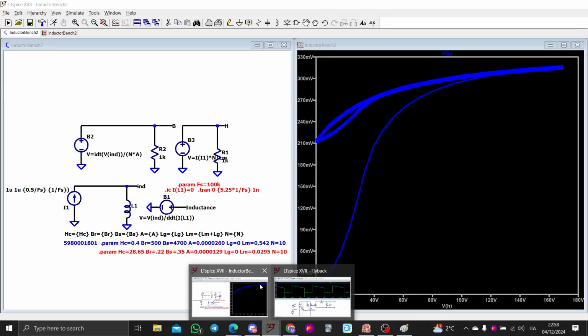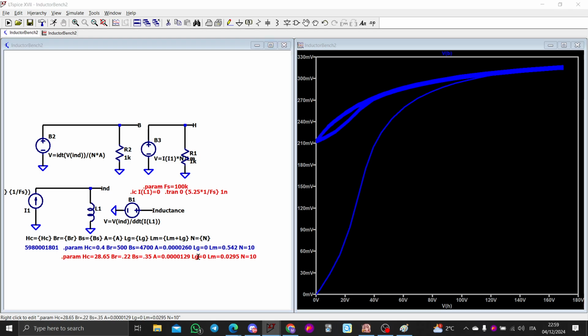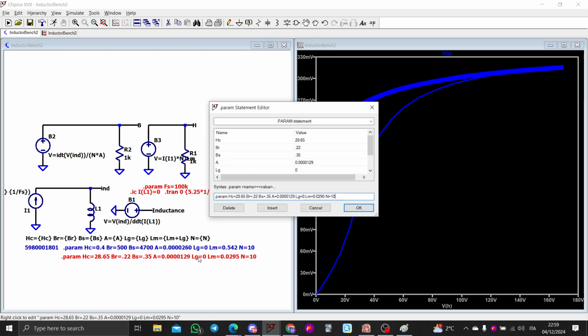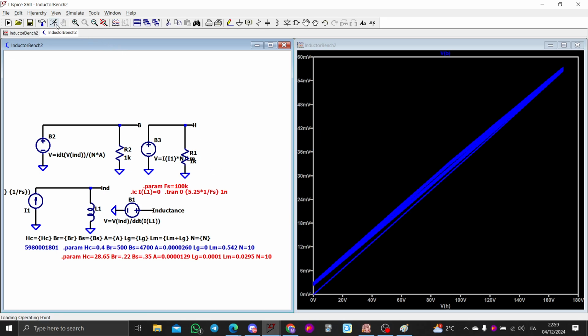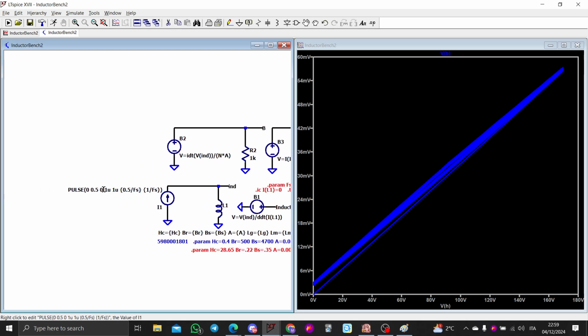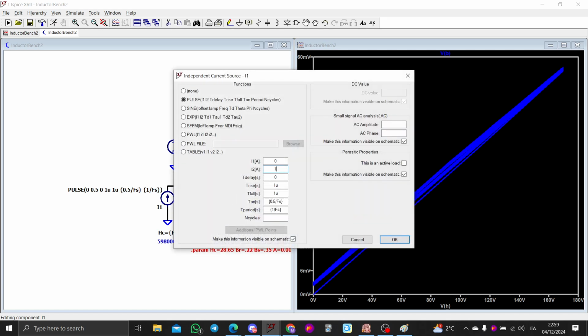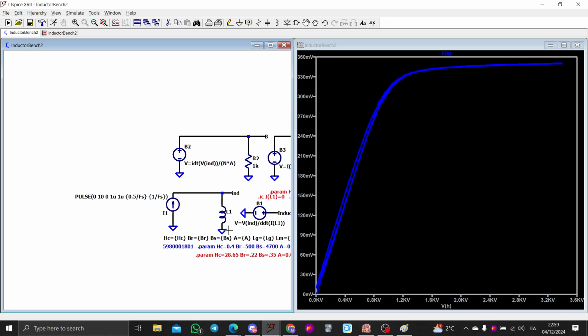And you can verify it with this. If you increase the LG, you will have more and more current before saturation. If you put LG equal to 0.001, you will have, as you can see, more and more current before saturation. So you have to put a very high stimulus here, like 10 amps, in order to saturate.